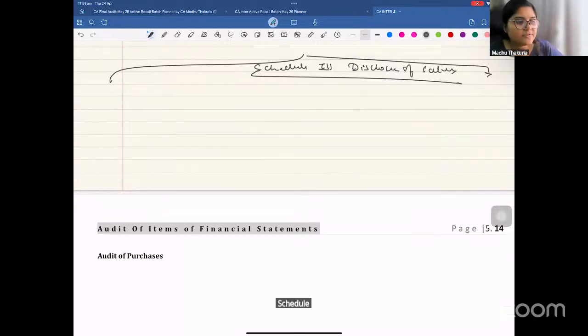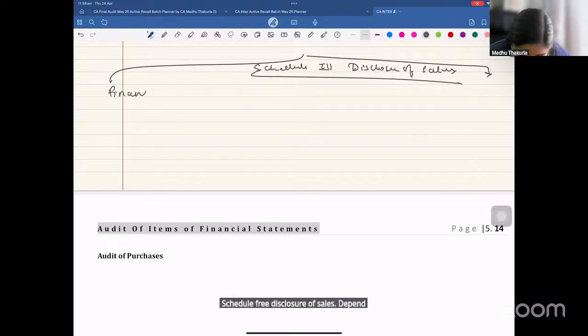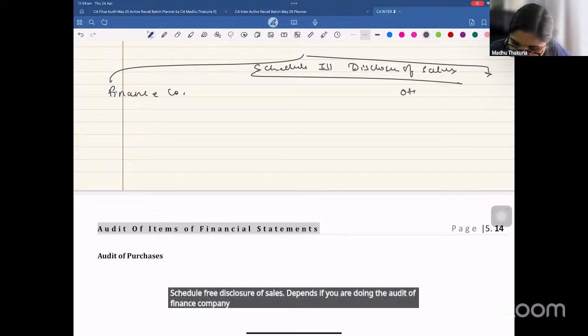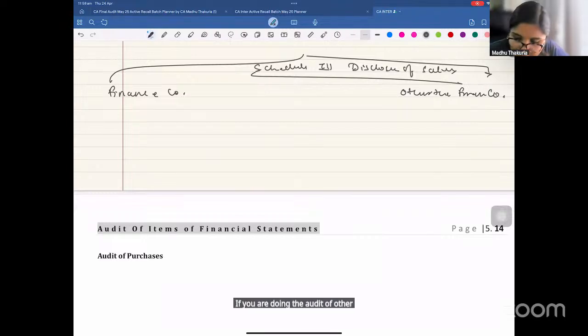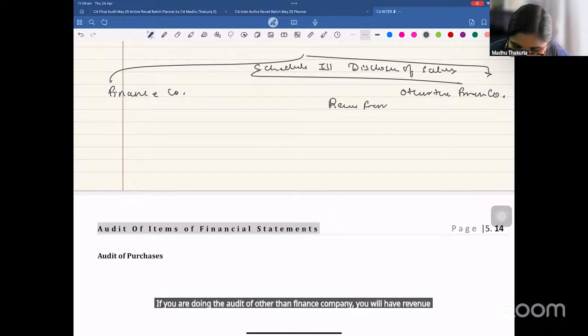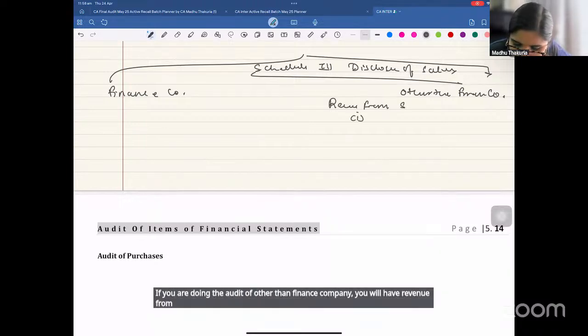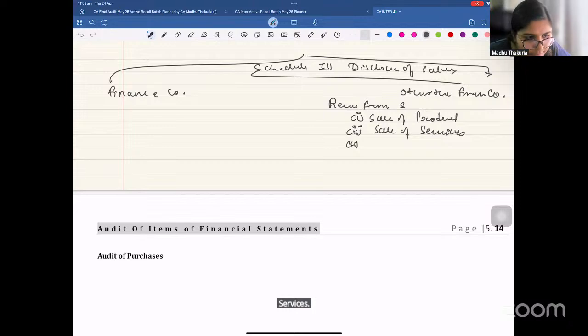Schedule 3, disclosure of sales. It depends on whether you are doing the audit of a finance company or other than a finance company. If you are doing the audit of other than a finance company, you will have revenue from: one, sale of product; then sale of services; then third, other operating revenues.